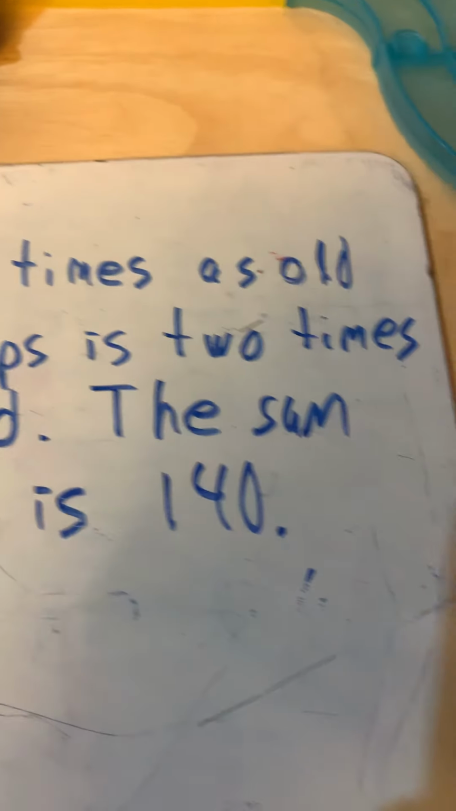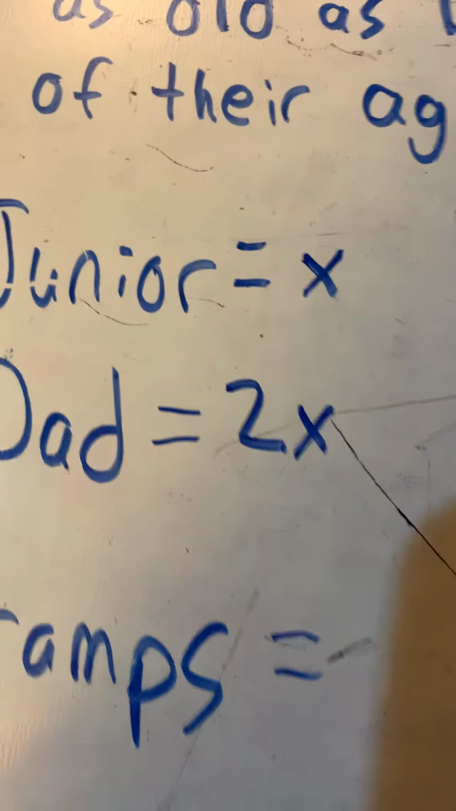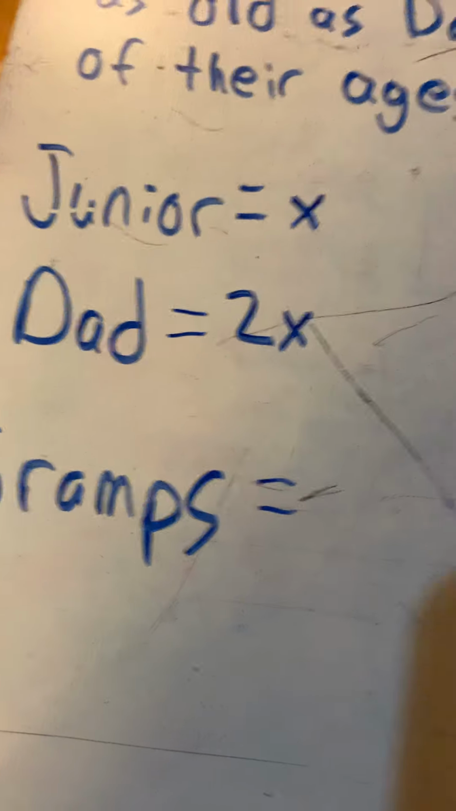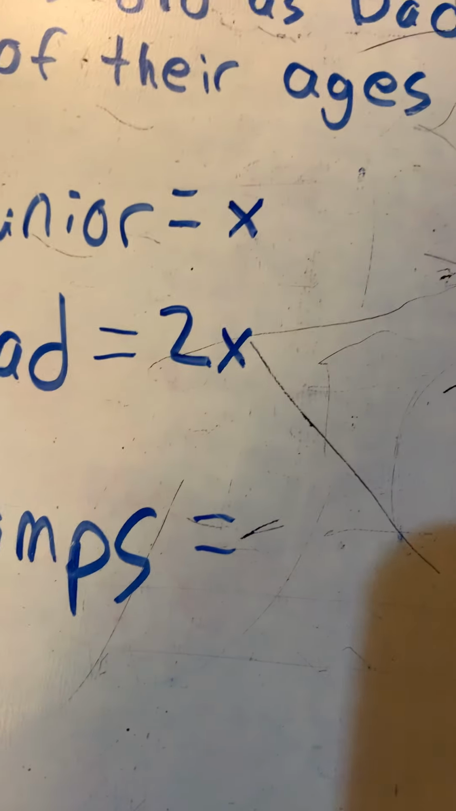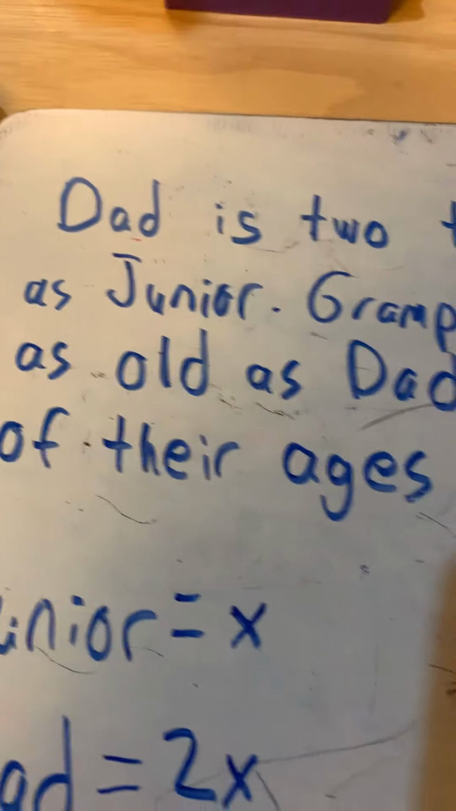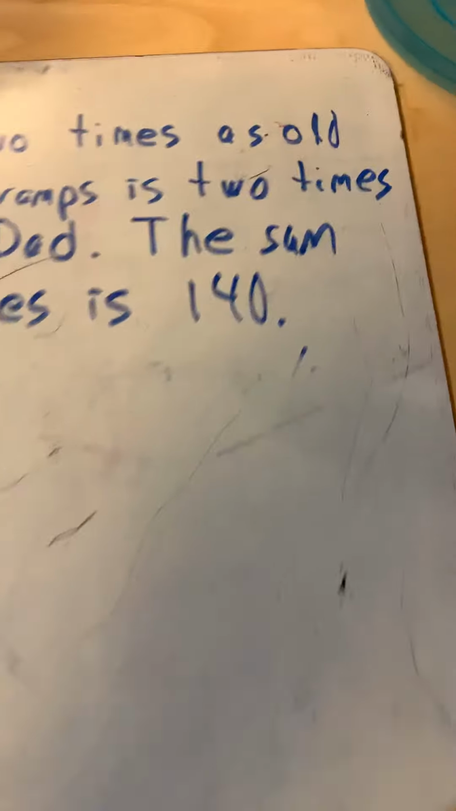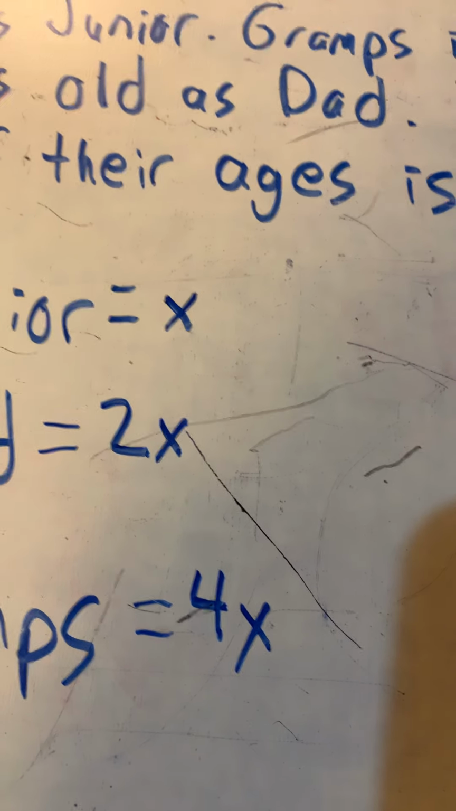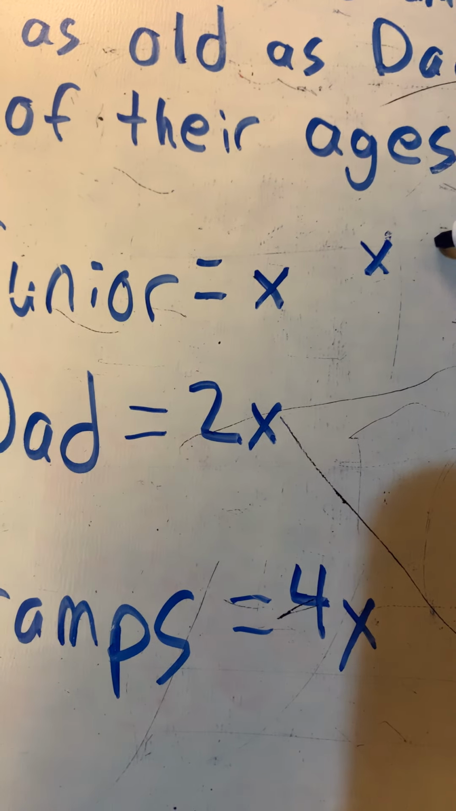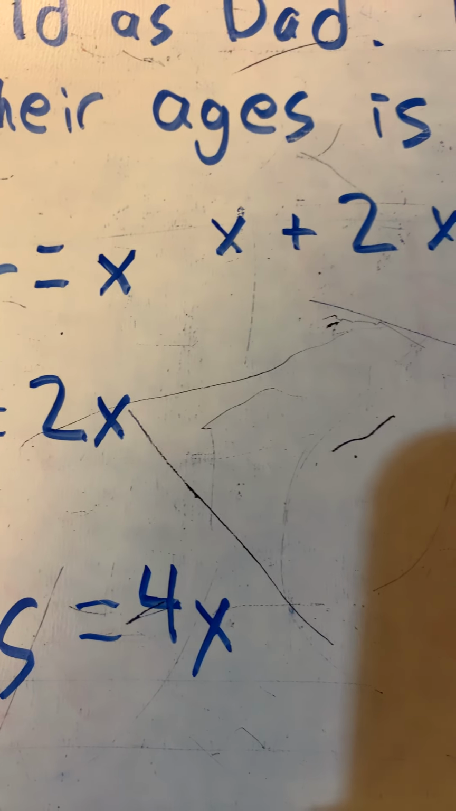Now let's go back into the problem and look at Gramps. It says Gramps is 2 times as old as Dad. Well, if Dad is 2X and Gramps is 2 times the age of Dad, then double the age of Dad would be 4X. The next key phrase in the problem is the sum of their ages is 140. Sum means to add. So we're going to take all of their ages, X, 2X, and 4X, and add them up. X plus 2X plus 4X equals 140.